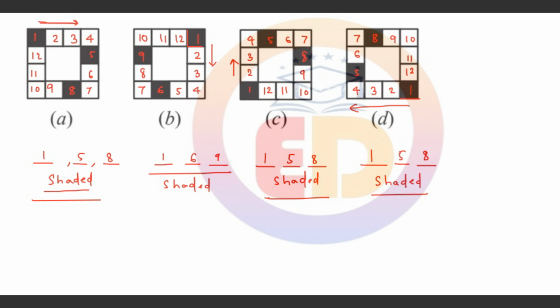So we can see that in the first figure, in the third figure and in the fourth figure, the shaded squares are numbered 1, 5 and 8 each. However, in the second figure, the shaded squares are 1, 6 and 9. So we can easily conclude that the first figure, third figure and the fourth figure are resulting from the rotation. However, we cannot get the second figure whatever way we rotate, because the shaded squares have changed their places. Our answer will be, the odd one out will be option number B.